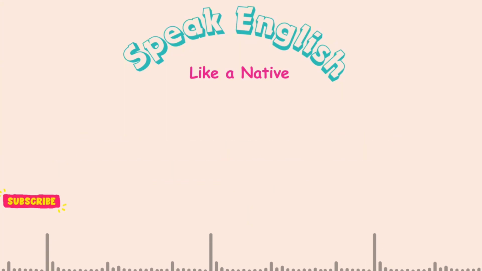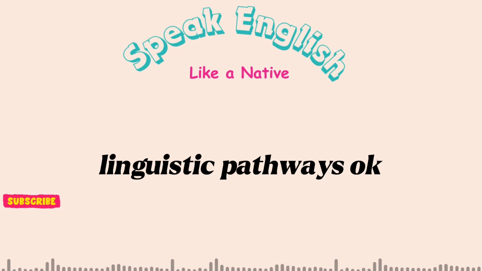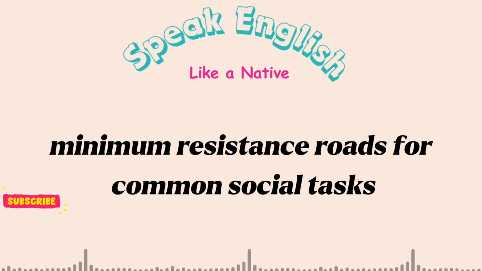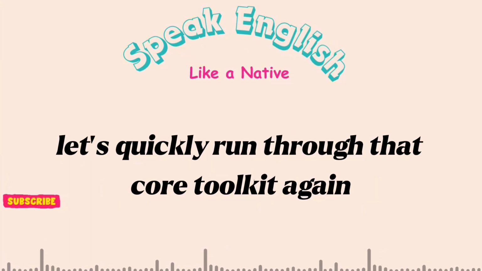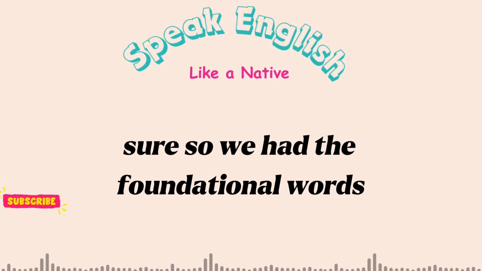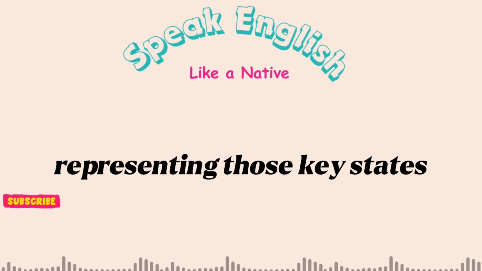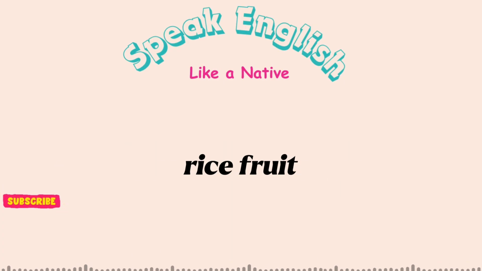It really is. The source material basically provides a map of the most efficient linguistic pathways, minimum resistance roads for common social tasks. Okay, so just to consolidate this for everyone listening, let's quickly run through that core toolkit again. It's remarkably concise when you see it all together. Sure, so we had the foundational words representing those key states and objects. Hungry, tired, excited, bread, rice, fruit.